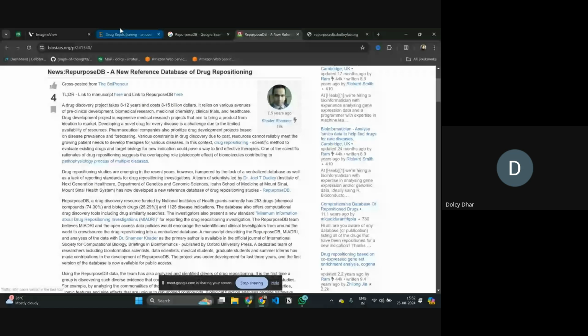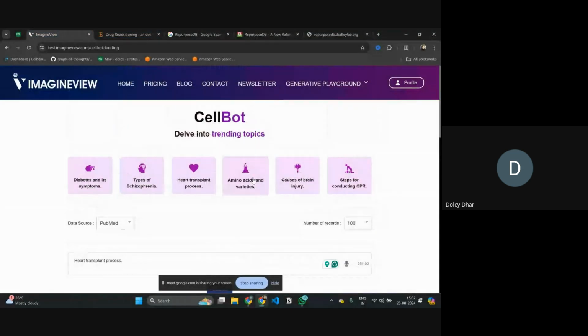Okay, great. So the whole idea for today is to showcase CellBot. I wanted to take you through a search engine that we are building. The idea is to develop a healthcare and pharmaceutical search engine, and this is our product, known as CellBot. Here you can choose any of the topics that you want to discuss. Some of them have been given here, but you can also write in your own topic.